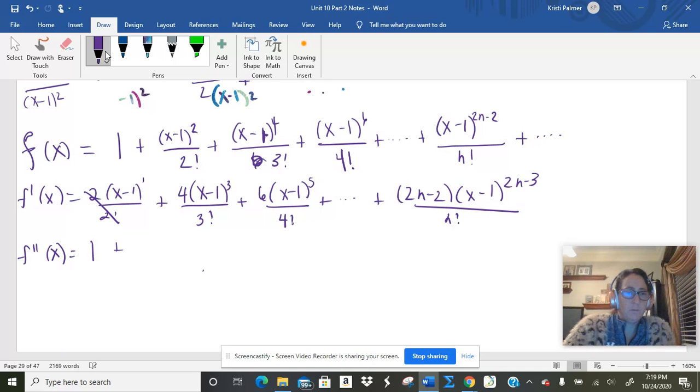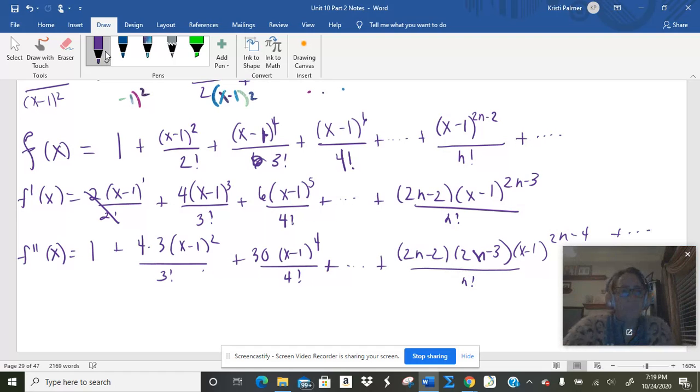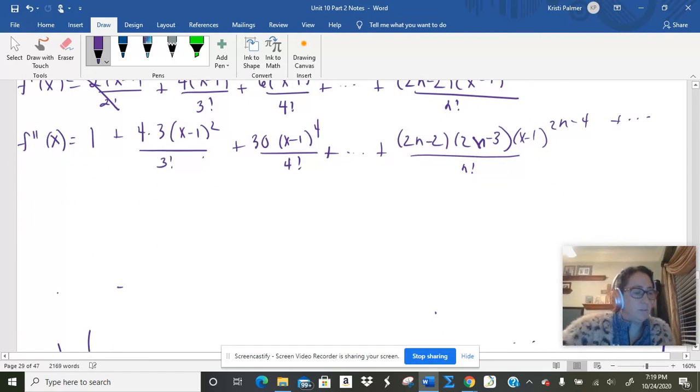1, this would be 4 times 3, x minus 1 squared over 3 factorial, 30, x minus 1 to the 4th over 4 factorial, 2n, not x, n minus 3, x minus 1 to the 2n minus 4 over n factorial plus dot dot dot. Okay, so there's my second derivative.